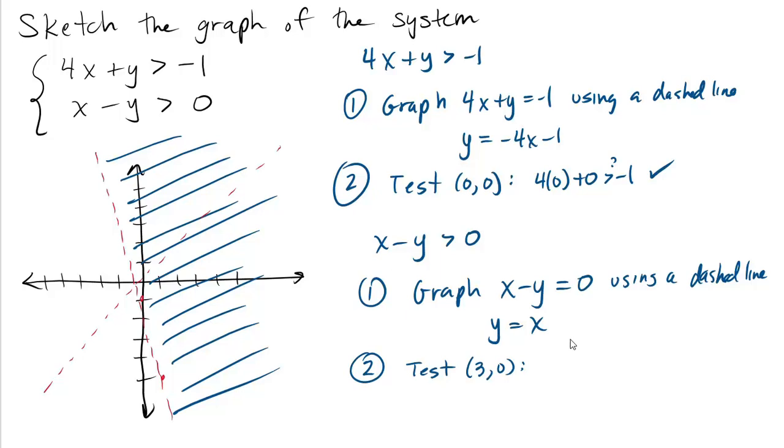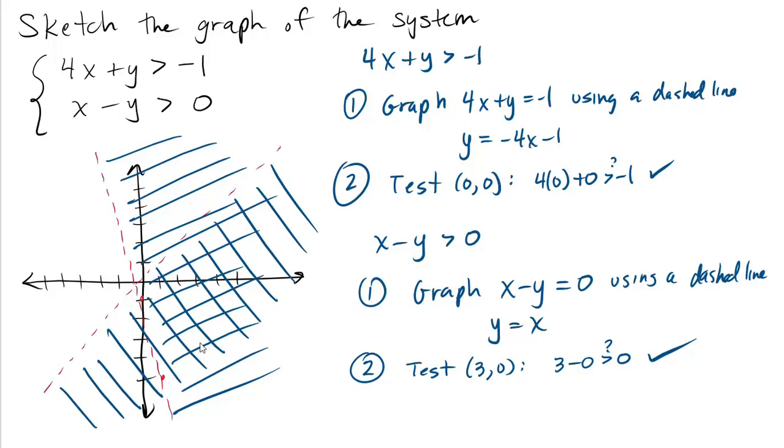If I test 3, 0 in the inequality, I get 3 minus 0 is supposed to be greater than 0. And yes, that's true. 3 is greater than 0. Since 3, 0 makes the second inequality true, I want to shade all of the points kind of below or to the right of that second line. So that's these.